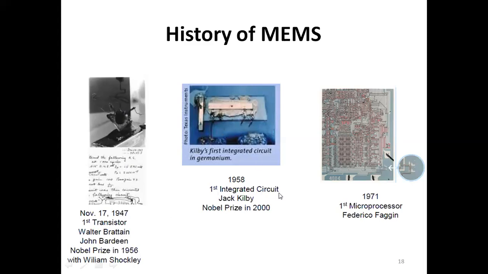This is the first integrated circuit. First integrated circuit developed in 1958 by J. Kilby, and he got the Nobel Prize for this invention in 2000. 1971, first microprocessor. This is the first microprocessor, the modern computer. It was invented with the microelectronic technology, or very large scale integration. This is the very large scale integration, and it was done way back in 1971.